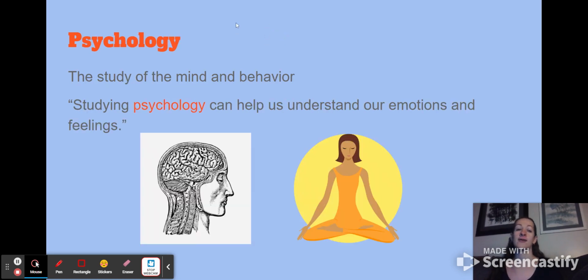All right, psychology. This is the study of the mind and behavior. Some of you, when you get a little older, might study it in high school. Studying psychology can help us understand our emotions and feelings. So again, it's the study of the human mind, or also non-human mind. Psychology deals a lot with animal mind and behavior as well.